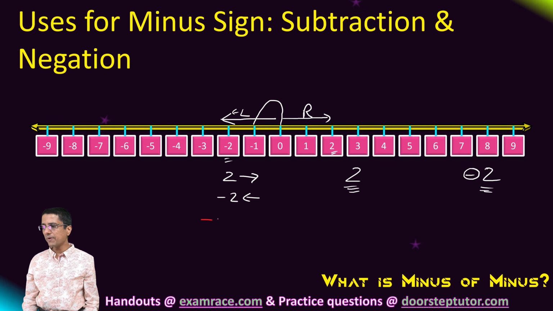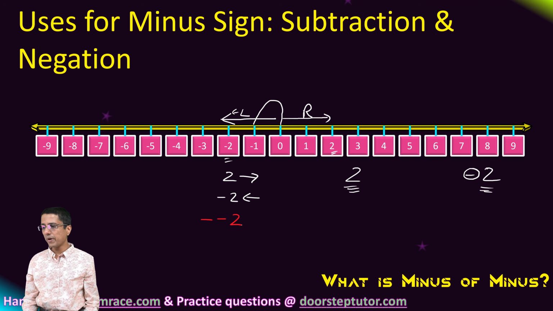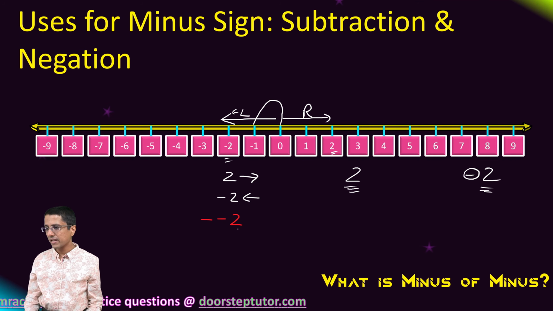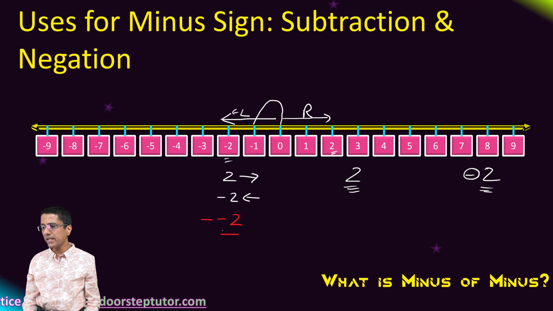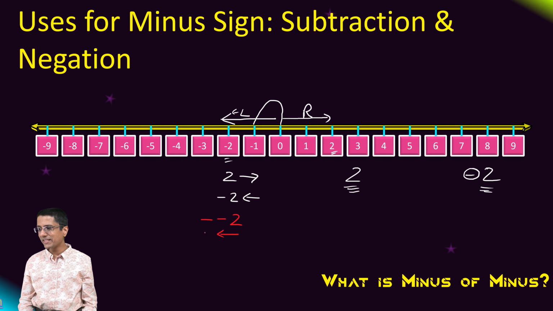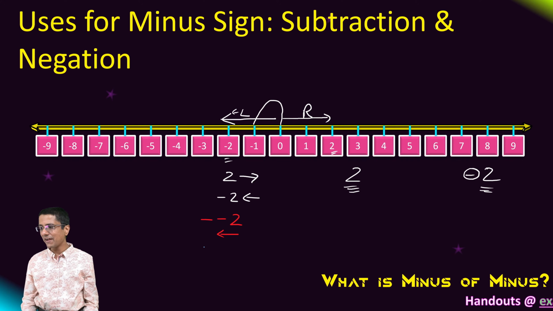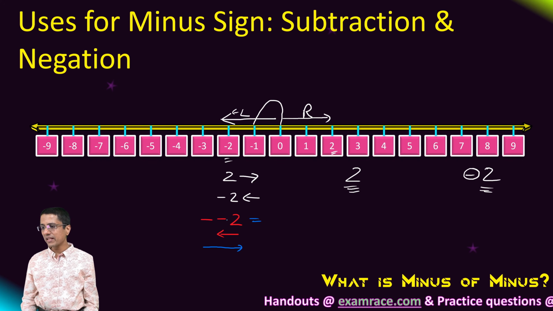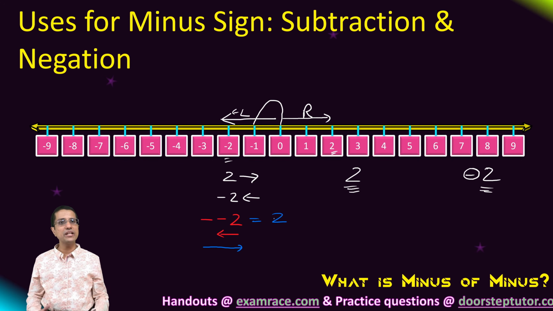What happens if I apply 2 negations? If I do minus minus 2, what would happen in that case? See, the first minus would take me towards the left, the second minus would again change my direction. So with the second minus, as soon as I apply that, I would again start going towards the right, and it means that this minus minus 2 is actually equivalent to just 2.